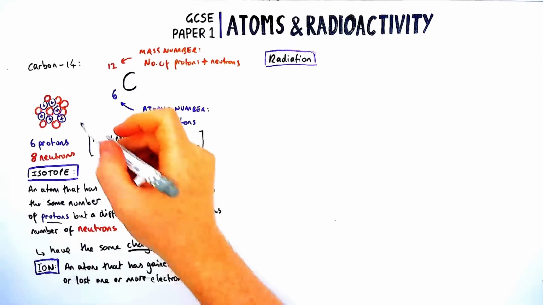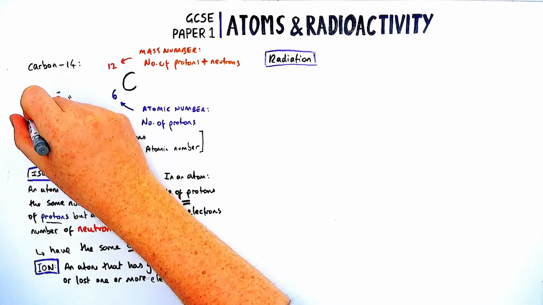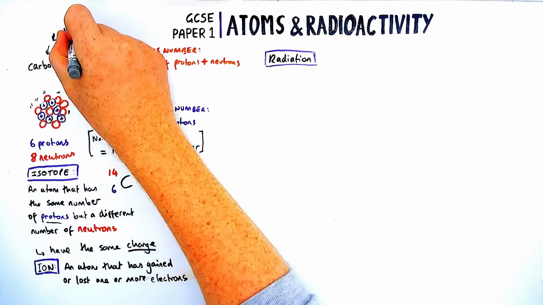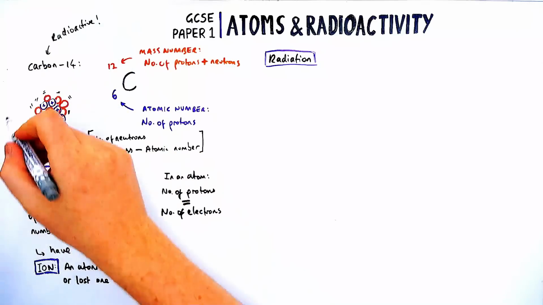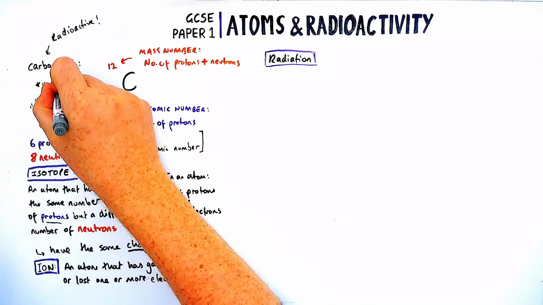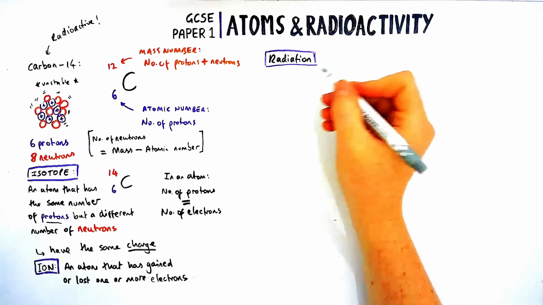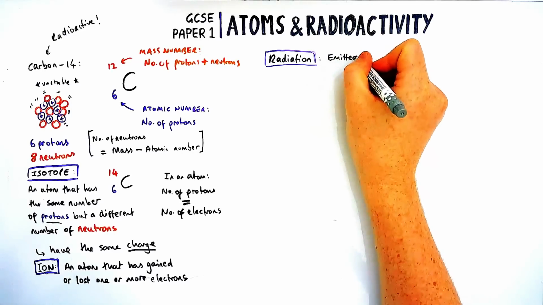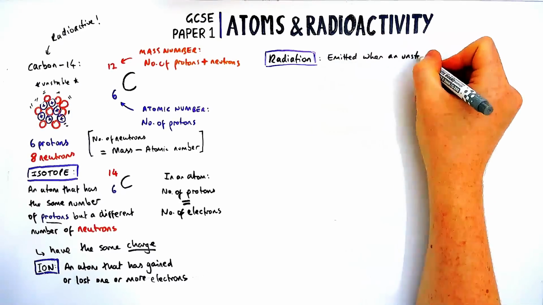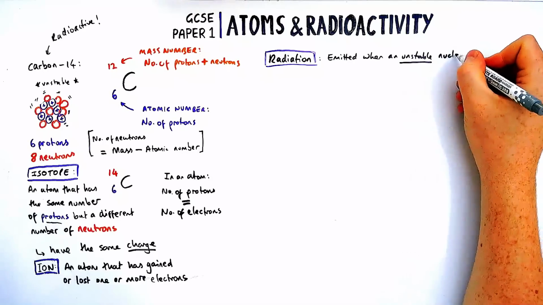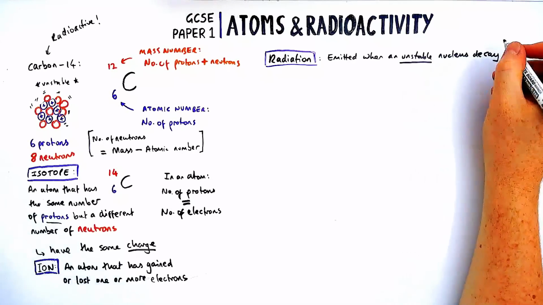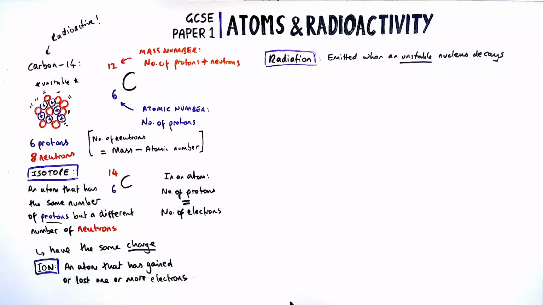I've used the example of carbon-14 here because it is radioactive. So what is it that makes it radioactive? Well, any radioactive nucleus is said to be unstable. It can happen with different types of nucleus, but they all have that thing in common, they're unstable, and it's usually due to an excess of protons or neutrons. So when an atom is unstable, there is radiation emitted.